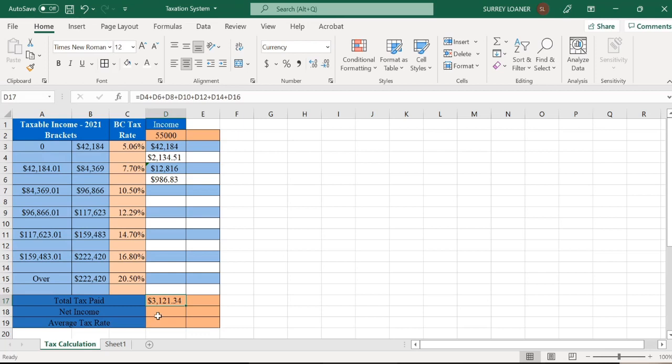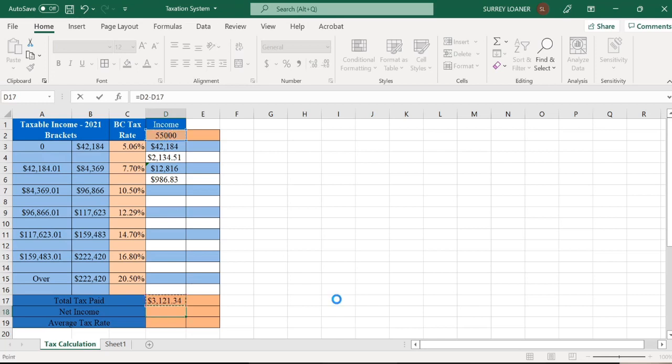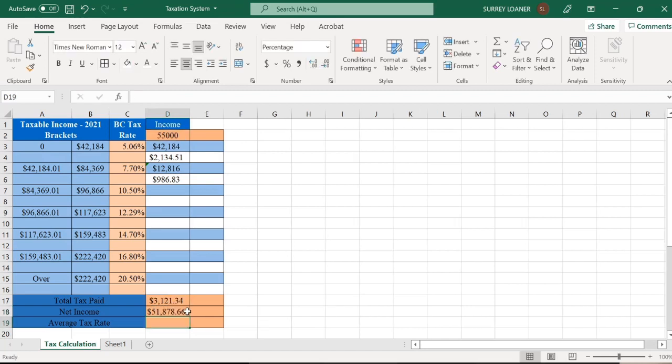So net income, how much income do we have in our hand? What I'm going to do is take the total income, the gross income, minus the tax that we have paid. This is the amount that we receive in our hand.